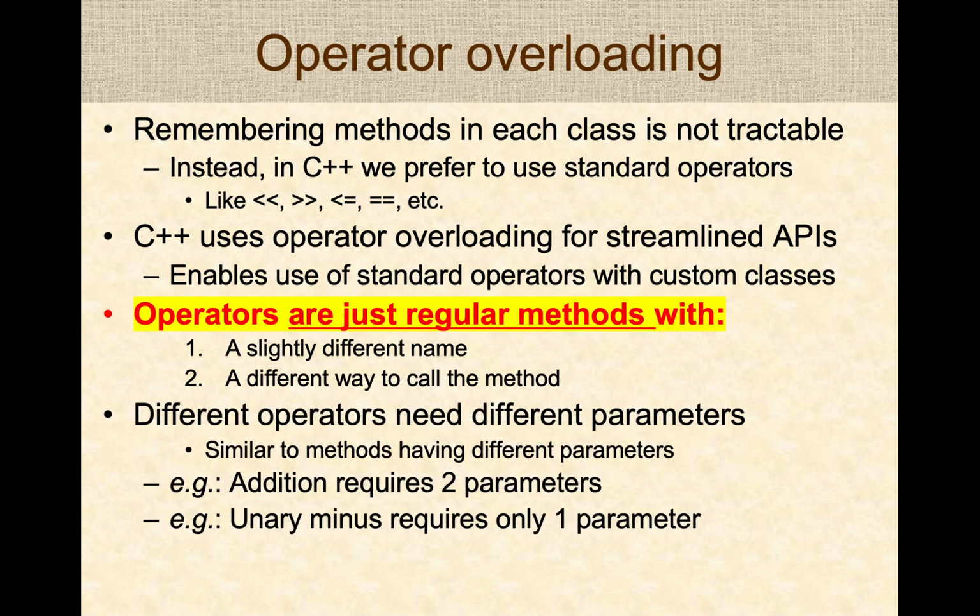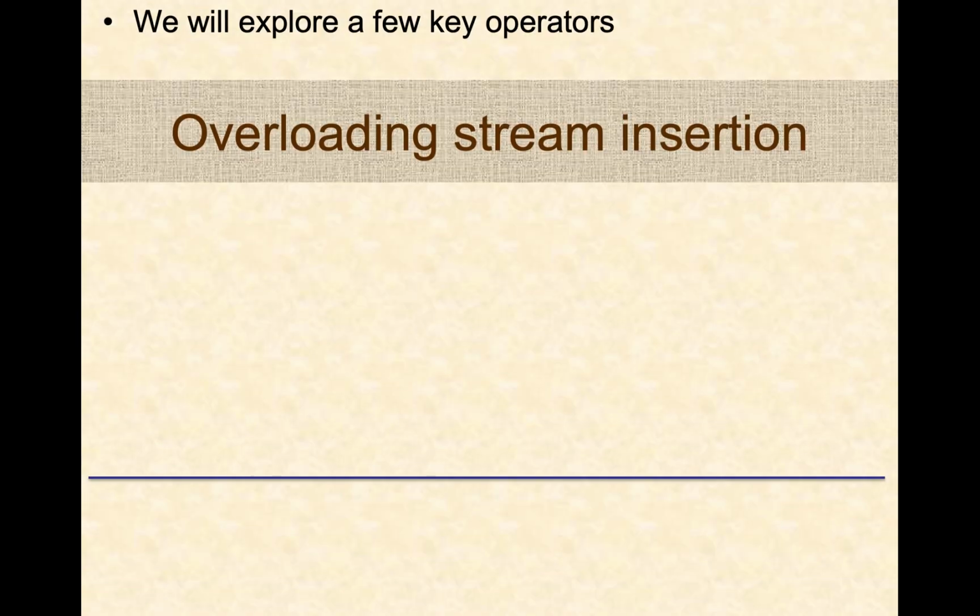Of course, different operators will need different parameters, just like different methods need different numbers of parameters. So for example, for addition, you need two objects that you want to add together, so it'll take two parameters. Unary minus will require only one parameter, and so on and so forth. And we'll look at a few key operators in this presentation.